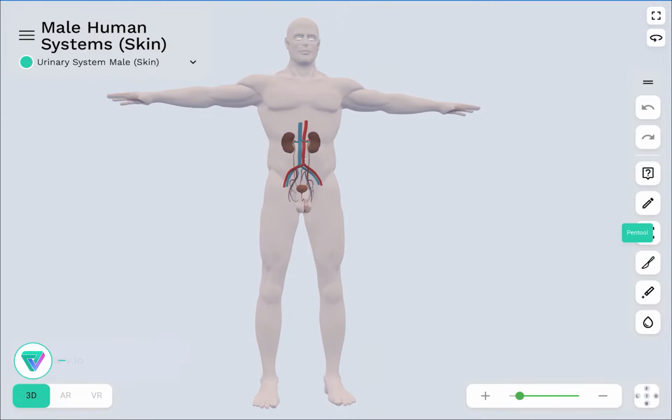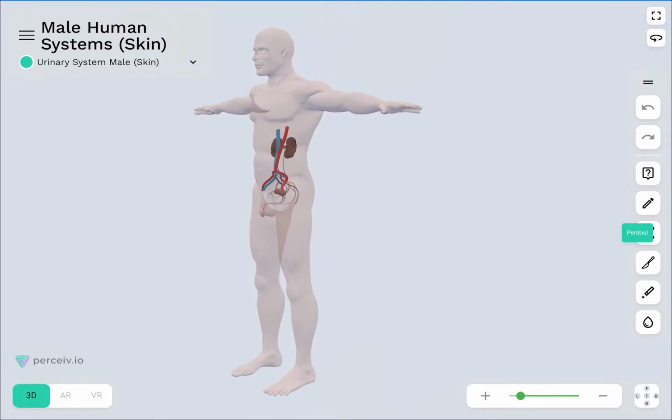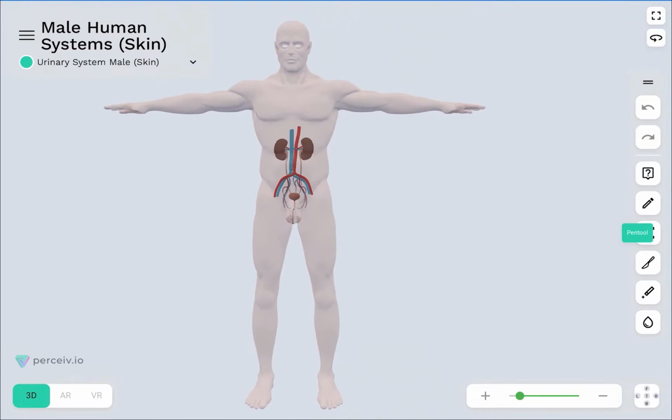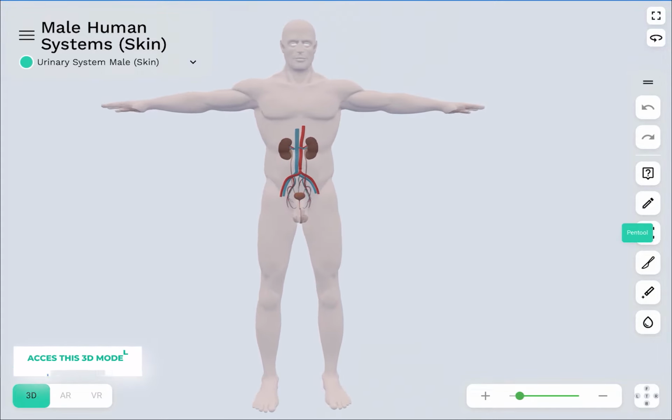Hello students. In this video lecture, we are going to discuss an important topic, and that is the human urinary system, or we can say the human excretory system. As you can see on your screen, the human urinary system is being represented in the human male body. Mind you, the location of the urinary system or excretory system is similar in the male as well as in the female body.